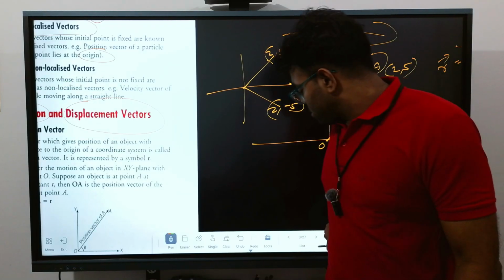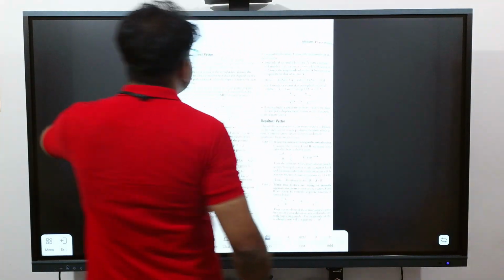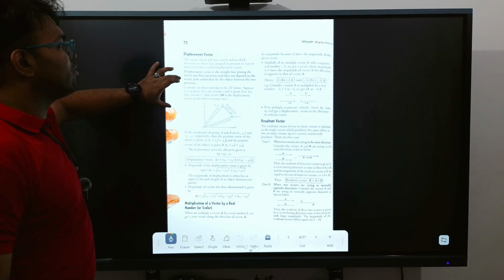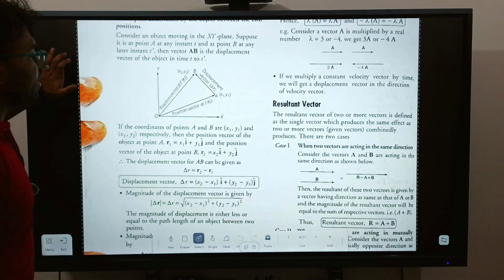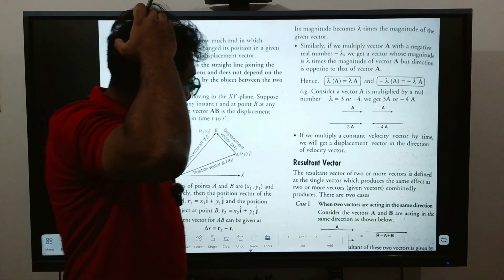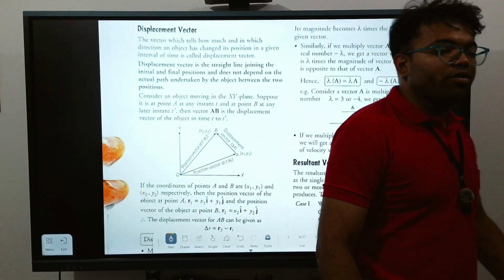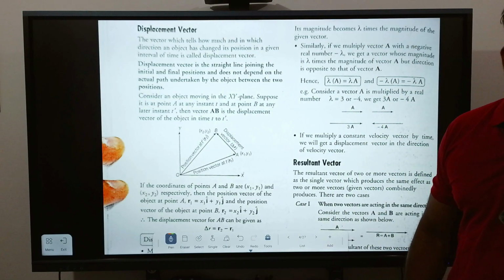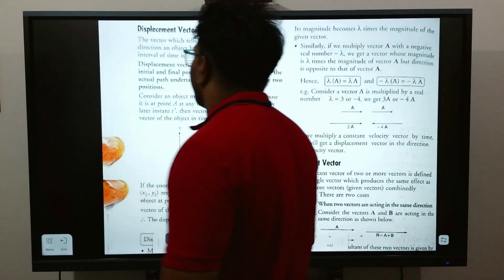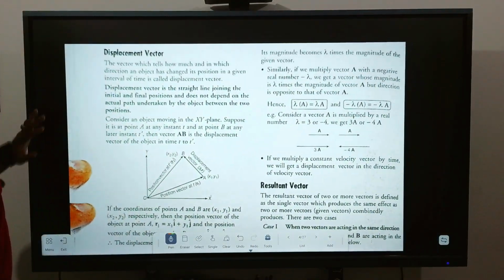Next, now the displacement vector. What is the job of a displacement? We have just done this. The displacement vector basically tells us what the distance between the initial and the final point is going to be. That is the job of a displacement vector. Clear?